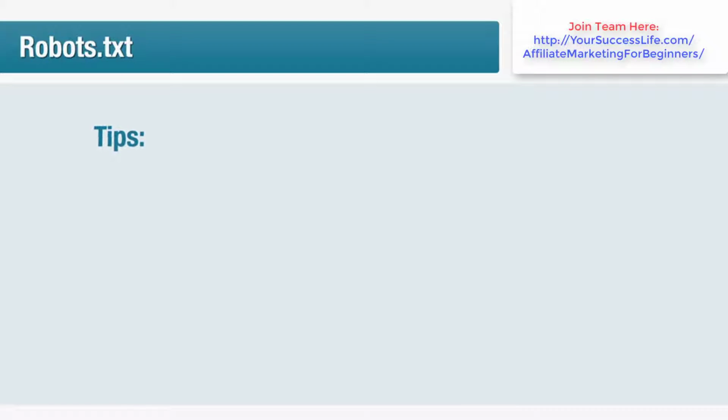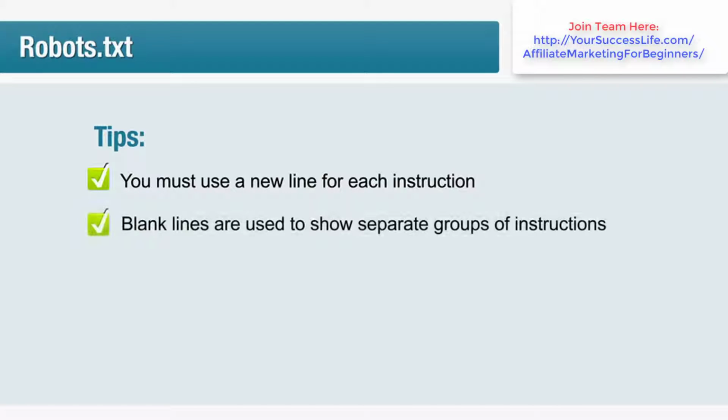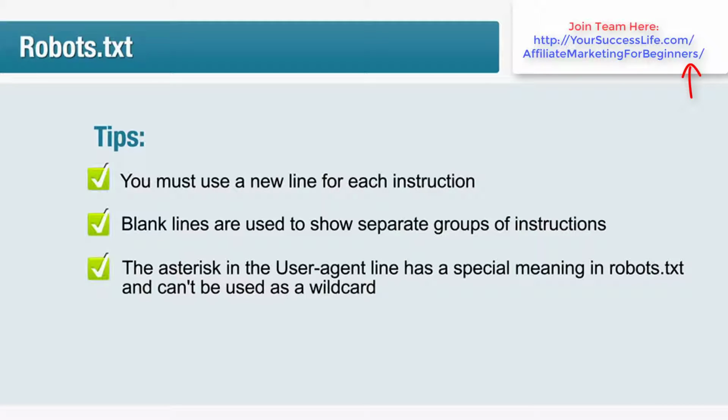Here are some tips. You must use a new line for each instruction. Blank lines are used to show separate groups of instructions, as in the last example. The asterisk in the user agent line has a special meaning in robots.txt and can't be used as a wildcard. If you wanted to disallow all GIF images on your website, you couldn't just go disallow asterisk GIF.